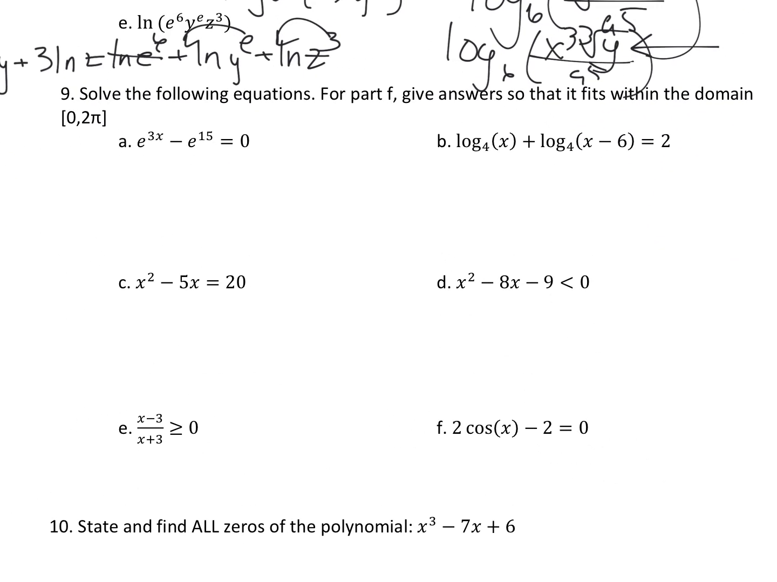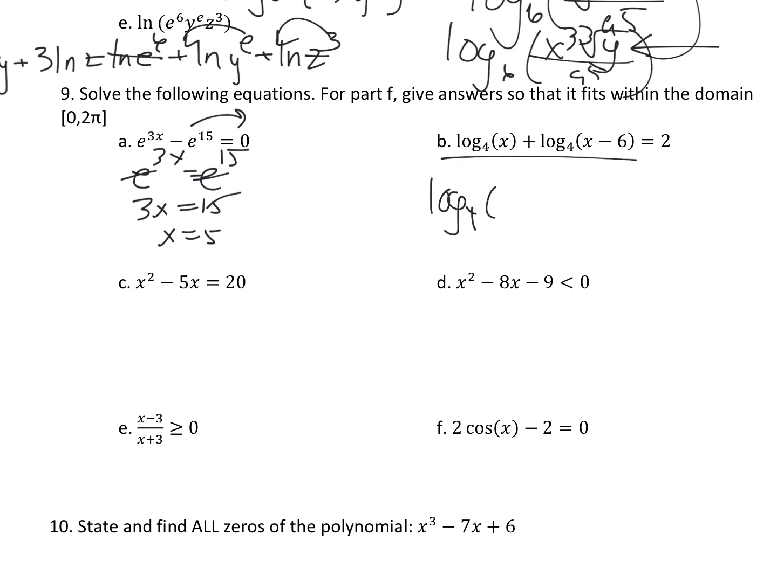All right, almost done. So, solving equations. In this case, I can get exponentials on both sides with the same base. I can switch this to an exponent problem alone. I get 5. Here I can condense. I get x squared minus 6x equals 2. And now I can convert.